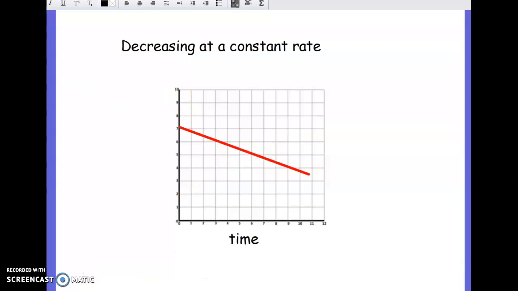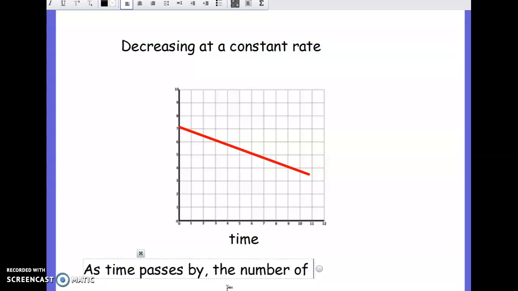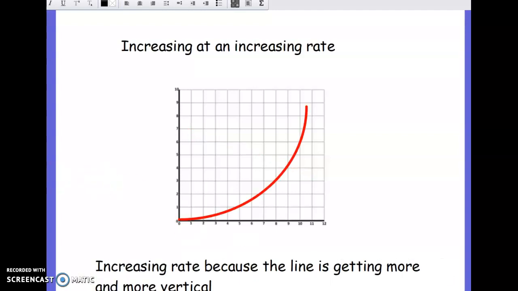What could you use for something that's decreasing at a constant rate? So again, common sentence starter for answering a question like this. As time passes by, I'll say the number of apples left at home decreases. Well, I guess the family's eating apples. And you don't really have to look at the numbers to create the story.